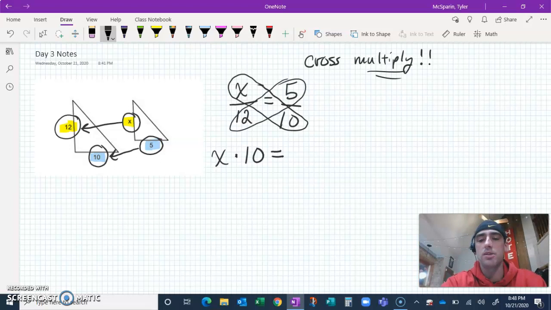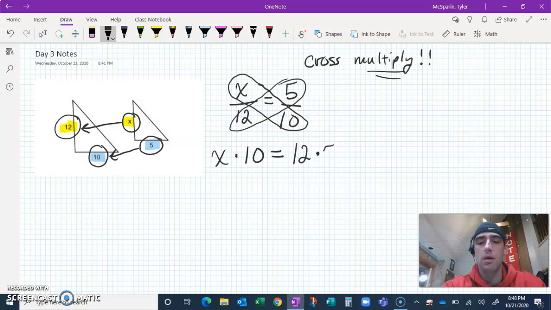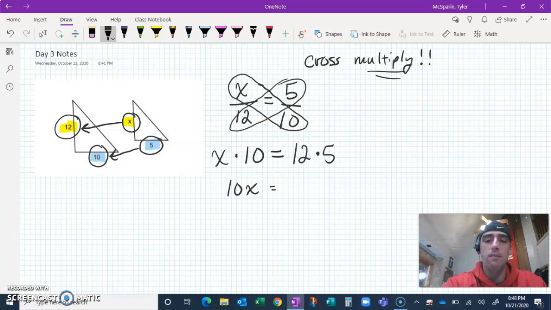I also have to do the same thing, cross multiply the other two. The bottom of one side times the top of the other. All right, now x times 10 is just 10x. 12 times 5 is 60. If you need to use your calculator for that, that's fine. Use your calculator. It's all good, guys.